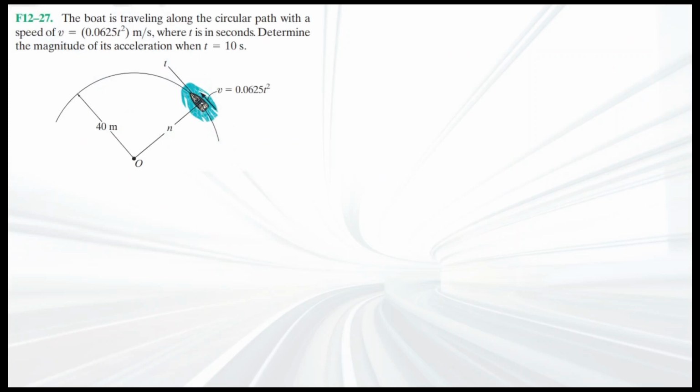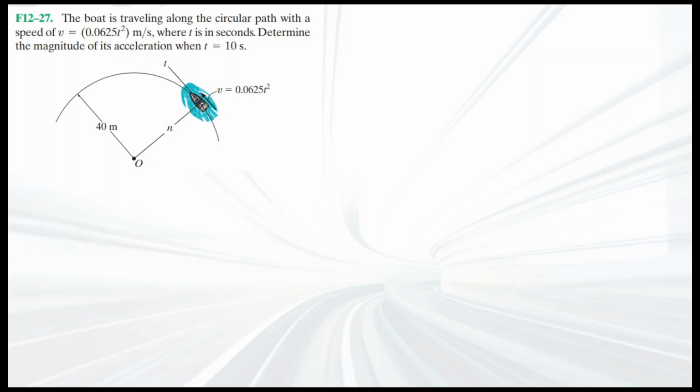Next up, we have a boat here. And the boat is traveling along a circular path with a speed of 0.0625 t squared meters per second. So our velocity is expressed as this equation, where t is in seconds. We're here to determine the magnitude of its acceleration when t is equal to 10 seconds. Okay, so this is part of curvilinear kinematics where we need to consider the radius of curvature, the tangential acceleration, and the normal acceleration.